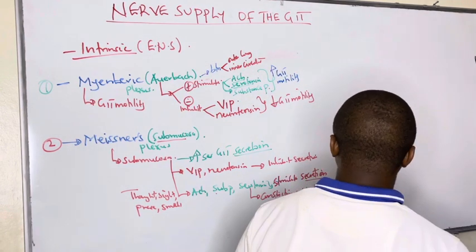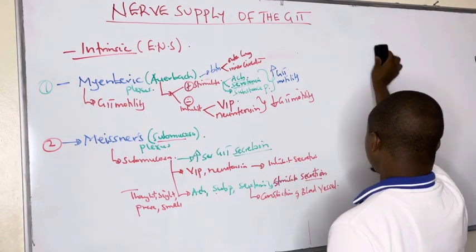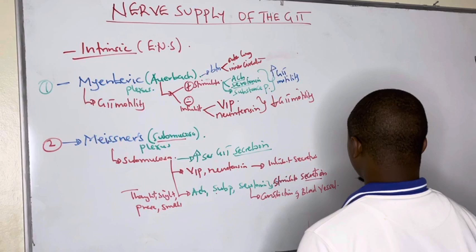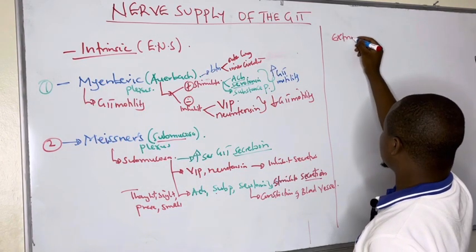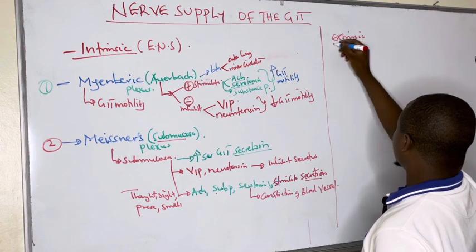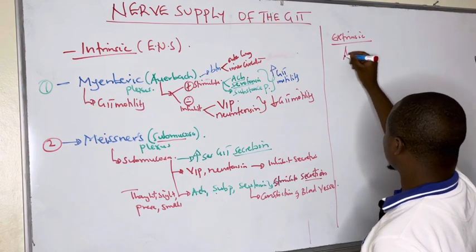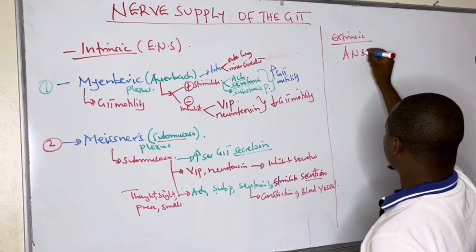So let us look at the extrinsic, whereby under extrinsic, we are talking about the autonomic nervous system.